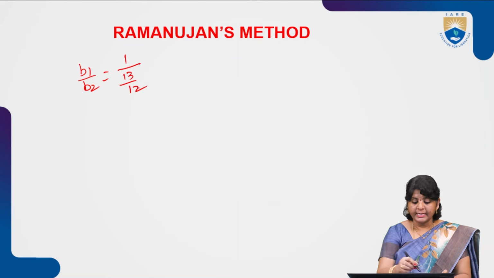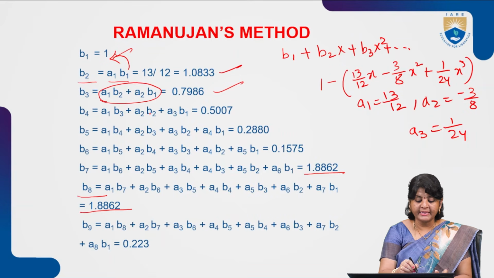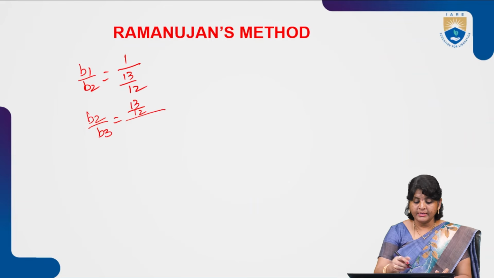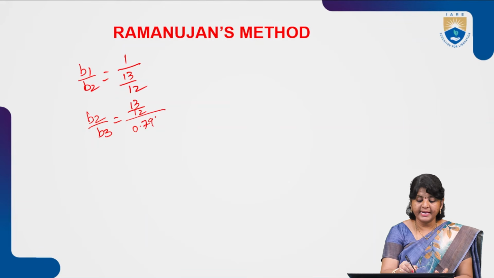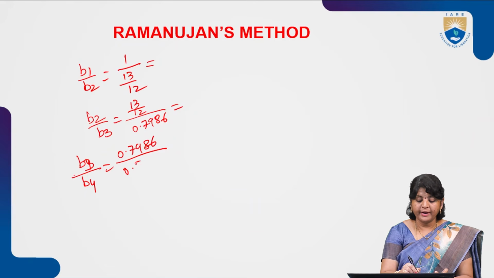So like that, b2 by b3 we need to calculate. That is 13 by 12 divided by, what is b3 here? 0.7986. So here will be the values. Similarly, b3 by b4, 0.7986 divided by 0.5007.